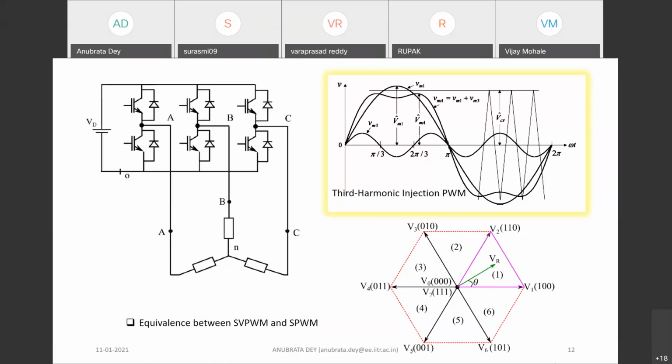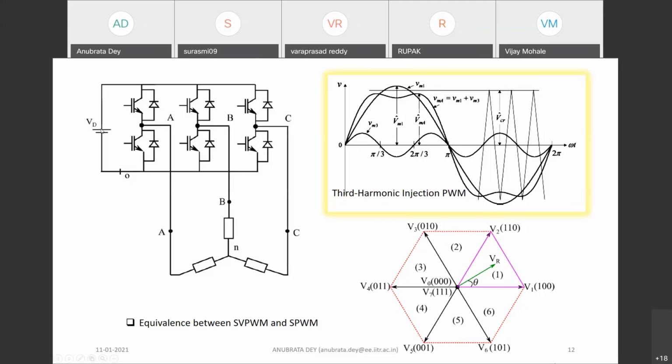So I'm discussing here for two-level inverter. Similarly, it can be extended to any multi-level inverter. So that's not a problem. Things will remain the same. But the basic fundamental idea, which you can derive from the two-level inverter, can be easily extended to any multi-level inverter. So that's why I am showing the two-level inverter circuit.